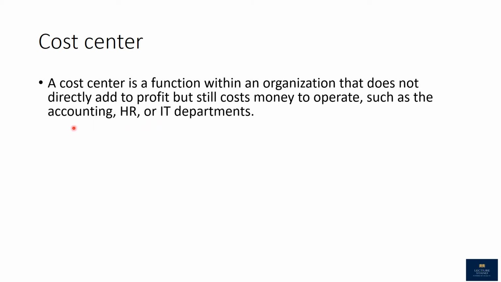We can see the accounting department does not create any profit, but it helps to make profit. It is essential to an organization. And in the HR department, there are many costs incurred, like wages, salaries, bonuses and other employee related expenses. The same goes for the IT department. These are departments which do not create any profit directly, but they charge cost. This department or section is known as a cost center.